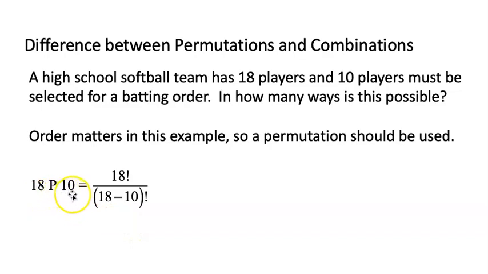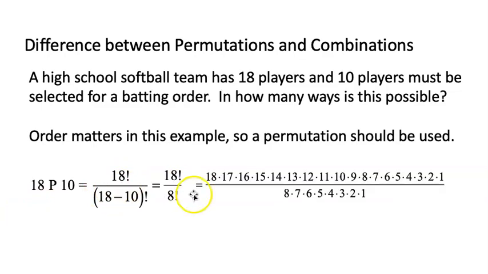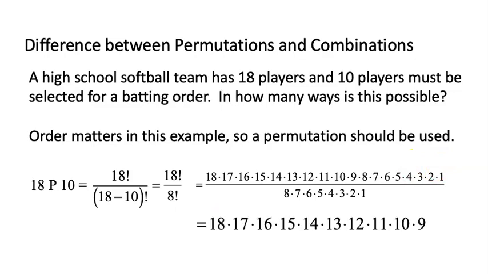So n pick r is n factorial over n minus r factorial. So it'll be 18 factorial over 8 factorial, which is 18 times 17, 16, 15, 14, 13, 12, 11, 10, 9, 8, 7, 6, 5, 4, 3, 2, 1 divided by 8, 7, 6, 5, 4, 3, 2, 1. Well, you'll notice everything from 8 below divides out, and I just get this. Now that's going to be a hassle. 18, 17, 16, 15, 14, 13, 12, 11, 10, 9. How are we going to multiply all of those together?